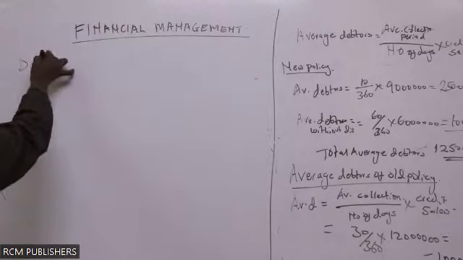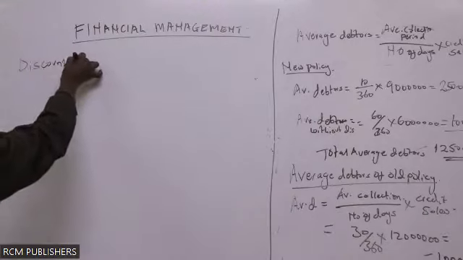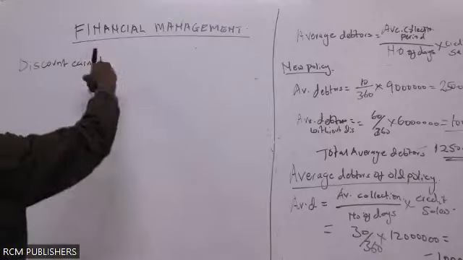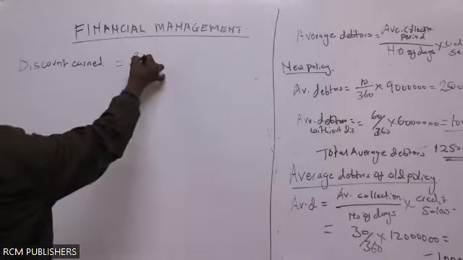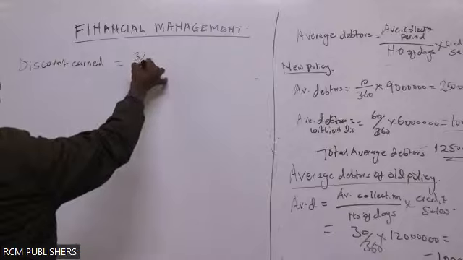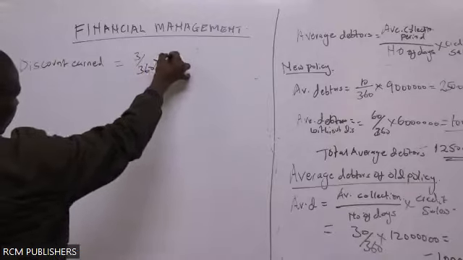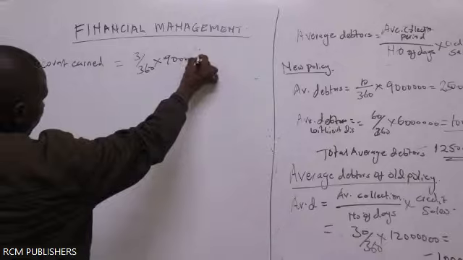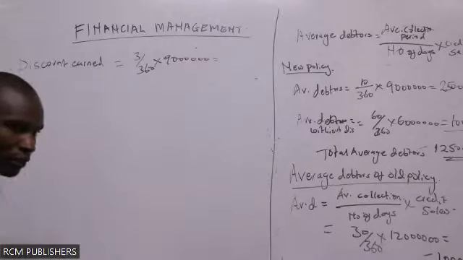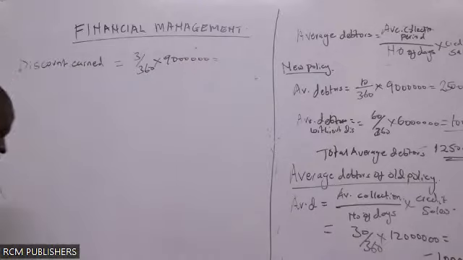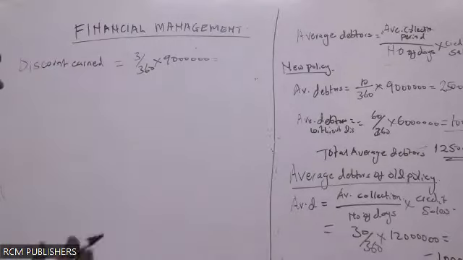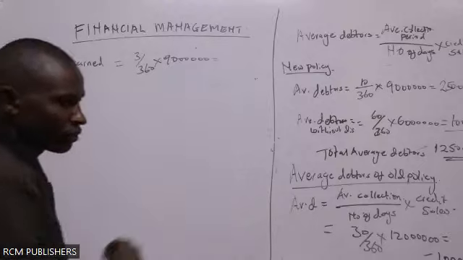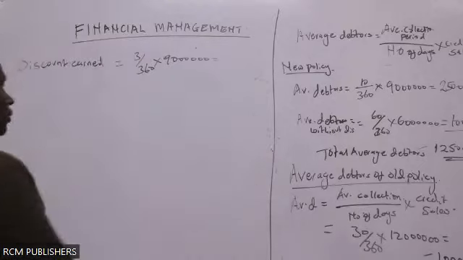Discounts, you see, discount and by the 60 or 30 of these creditors. Our creditors ndio wanapata discount here, 3 over 360 times 9 million. So hiyo ndio discount wanapata. Compute bado. 360, utapata discount ya 360 within that year, 9 million.